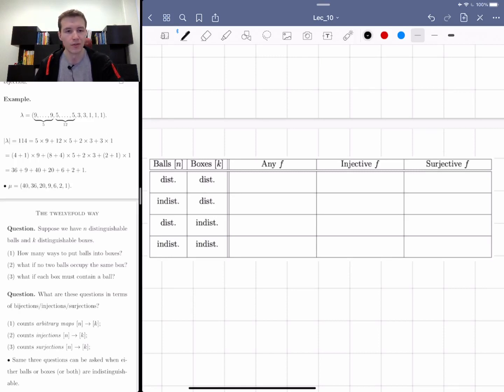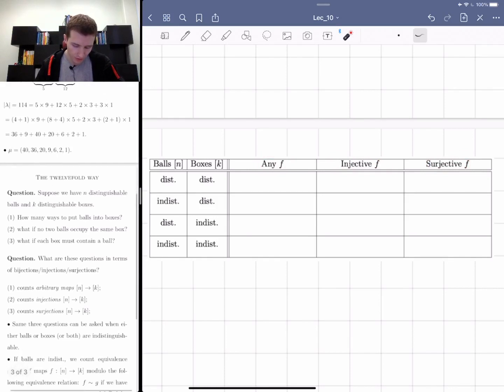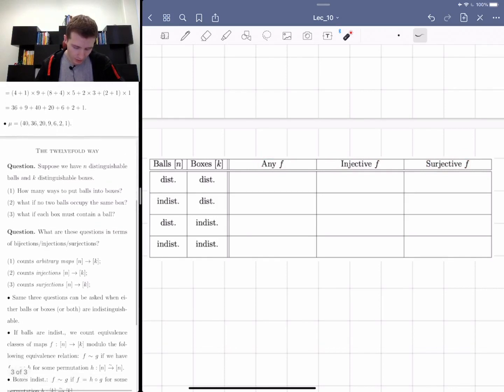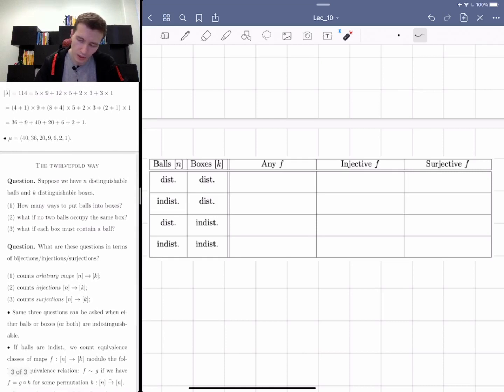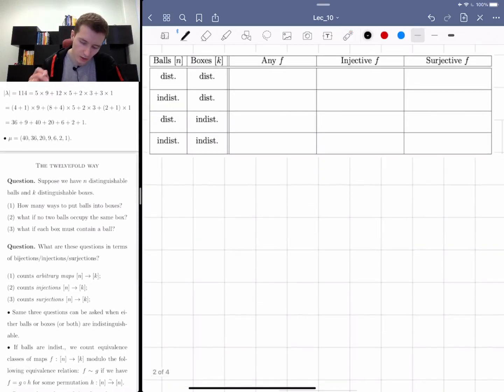First of all, since I'm going to care about these maps, let me try to rigorously say what I mean by boxes being distinguishable or indistinguishable. That's kind of intuitively clear, but still, in this class I would like to be mathematically precise as much as I can. So what does it mean that the balls are indistinguishable?